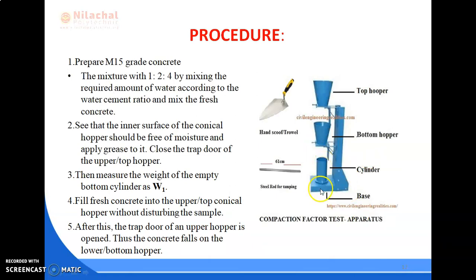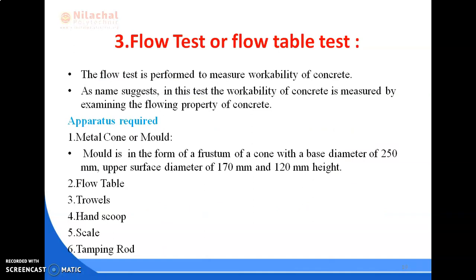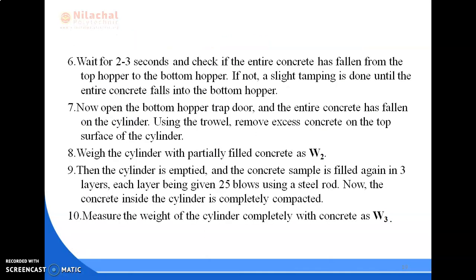This cylinder, this is detachable. Whenever necessary we fix it, otherwise we can take it out for the measurement. So this is the total procedure, and applying the formula like (W2 minus W1) by (W3 minus W1), this is the formula. By using this formula we can find out the compacting factor, and by knowing this value we can determine the workability of fresh concrete.